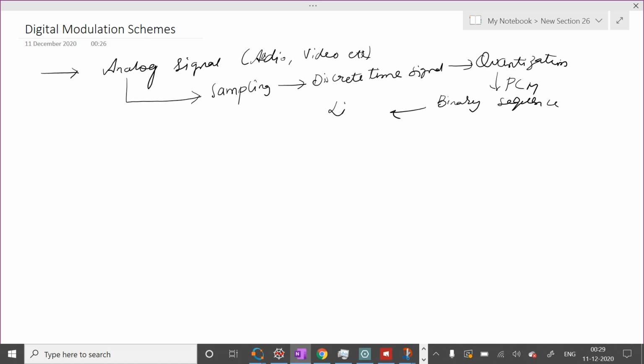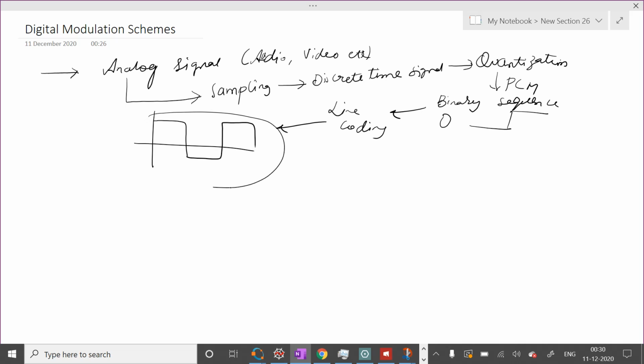and we used line coding, that is representing 0 by some minus level and representing 1 by some plus level, and now we have a binary sequence. Okay. Now we want to transmit this binary sequence. We want to transmit these line coded symbols. We cannot transmit them as it is over the antenna, for the reasons you definitely must be knowing.